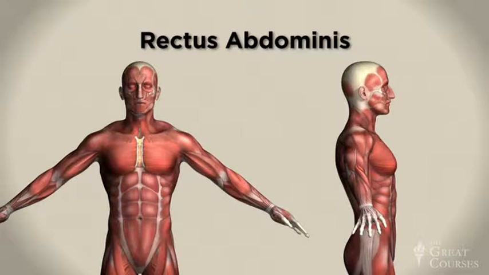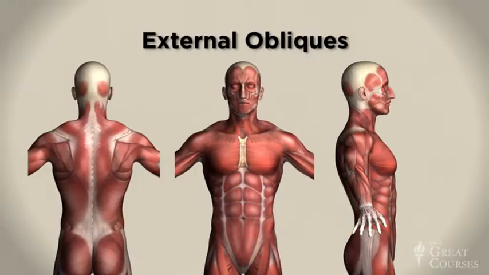On either side of the abs and below the serratus, we get the external obliques. They curve around to the side of the abdomen. This muscle attaches above to ribs 5 through 12 and below to the pelvis. This, like the abs, is involved when you bend your spine. It also comes into play when you flex to the right or the left. So you're using this muscle when you do twist crunches.